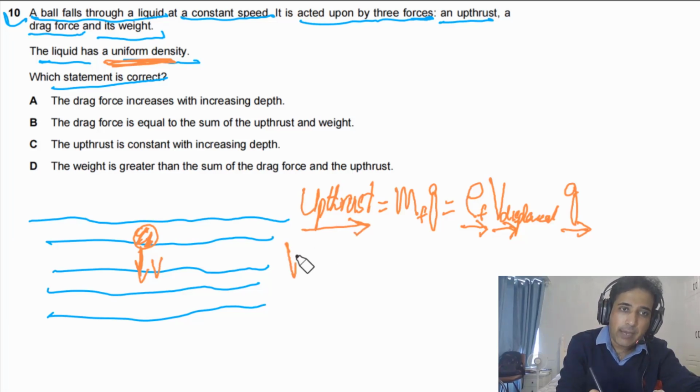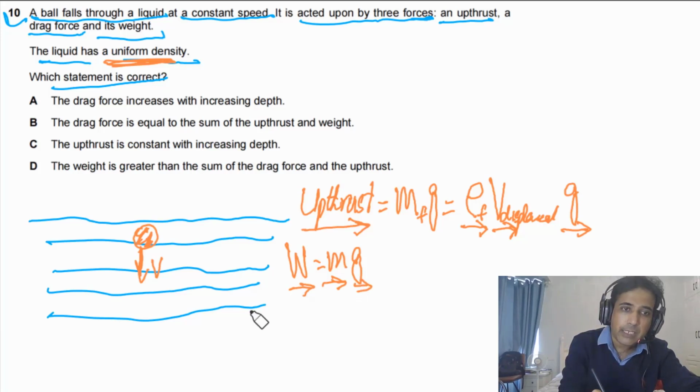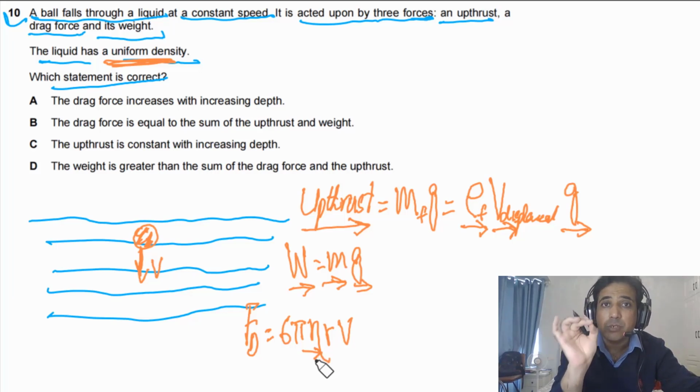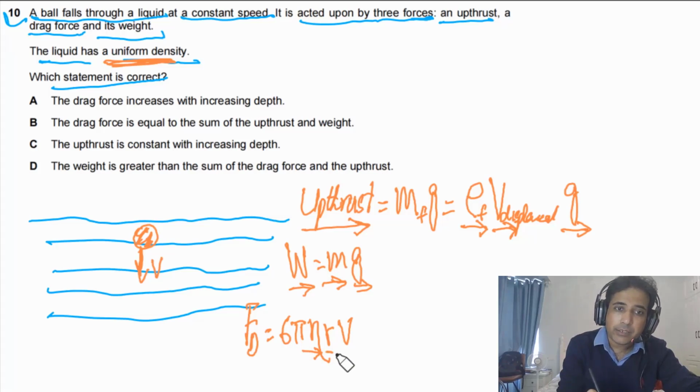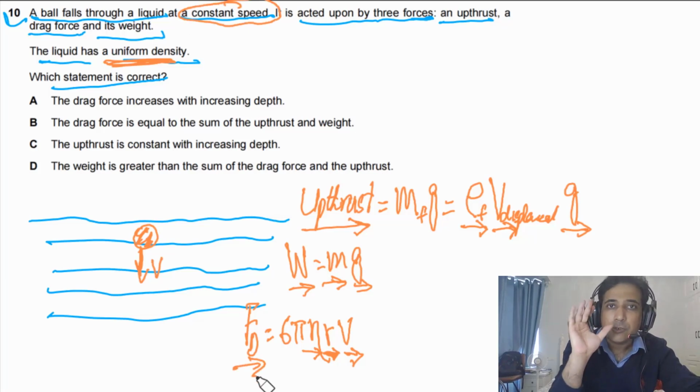The second force we have is the weight. Weight is equal to m times g. In this case, m, the mass of the ball, is constant, g is constant. It means weight is also not changing. The last force we have is the drag force. Drag force is equal to 6 pi eta r v. In this case, eta is the viscosity of the liquid, a property of the liquid, and the property of the liquid is not changing. R is the mean radius of the ball, which is also not changing, and v is the speed of the ball, which is also constant. It means drag force is also constant.